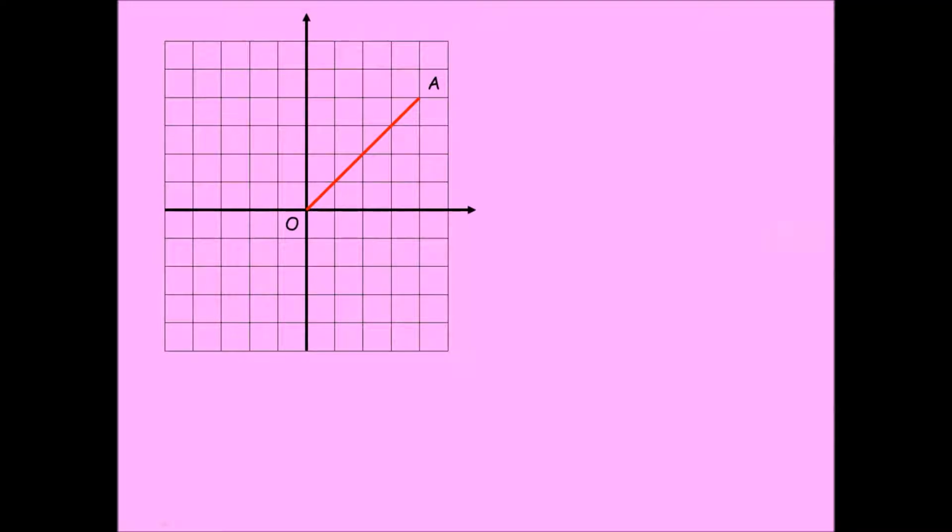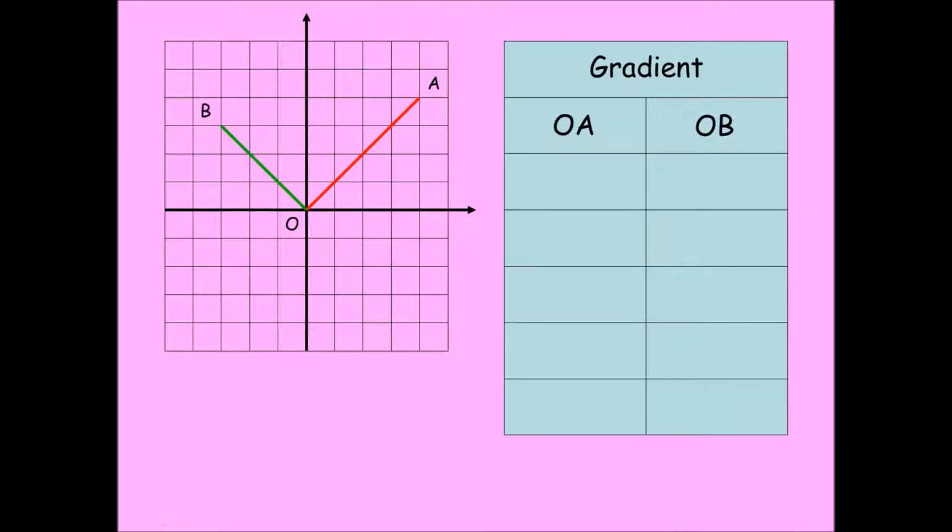Now, if I take a line OA and then take the line OB, which is 90 degrees to it, the gradient of OA is 1, and the gradient of OB turns out to be -1 using the gradient formula. If I take a second line OA, this time draw a perpendicular line OB, I can see that OA has a gradient of 1/2, and OB turns out to have a gradient of -2.